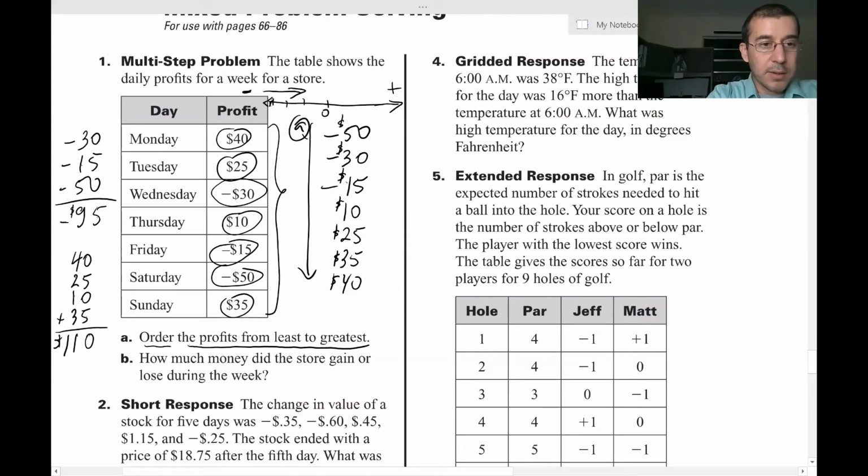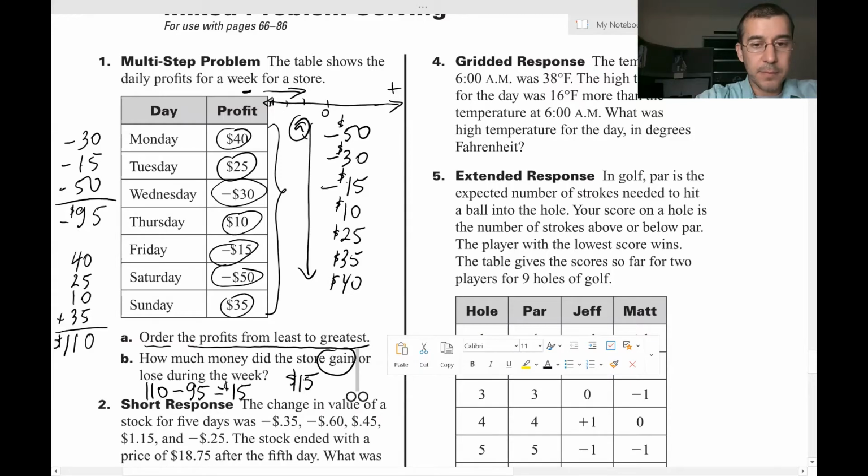So 110 minus 95 is $15 gain. So they gained $15 because 110 profit minus 95 they lost. That's $15. That's B. Number 2, short response.